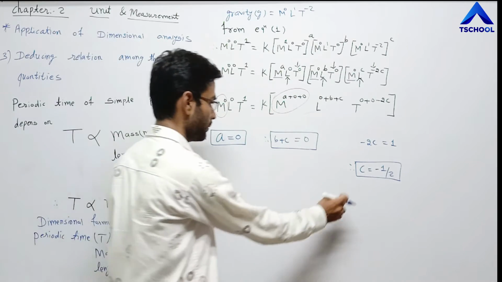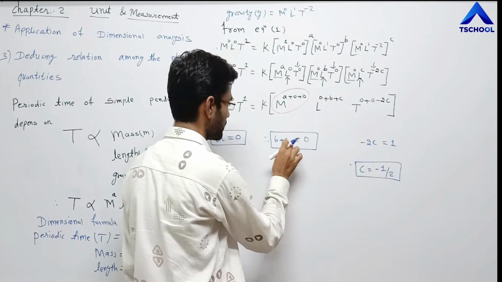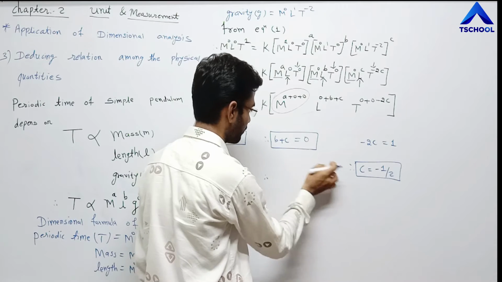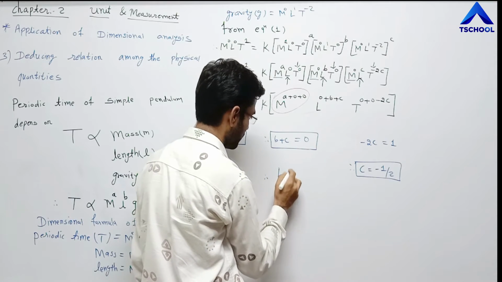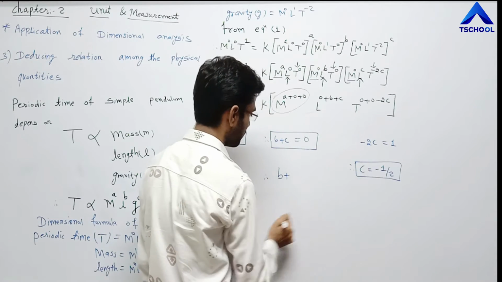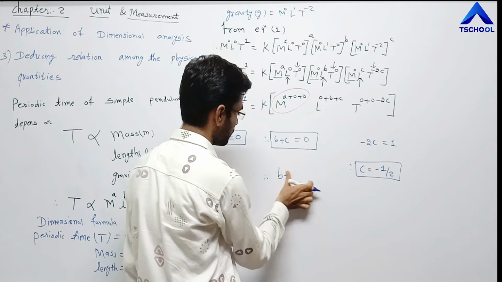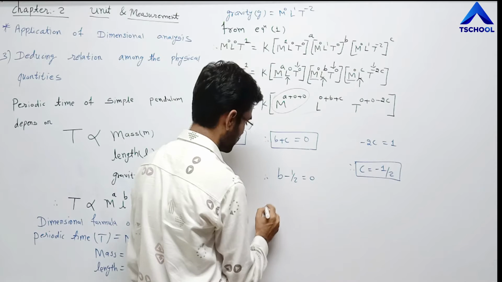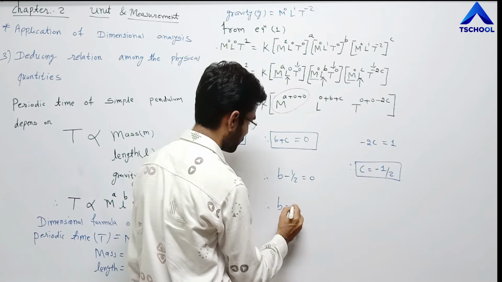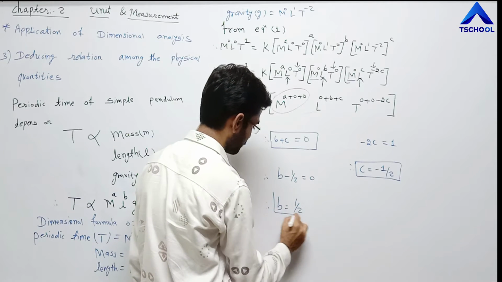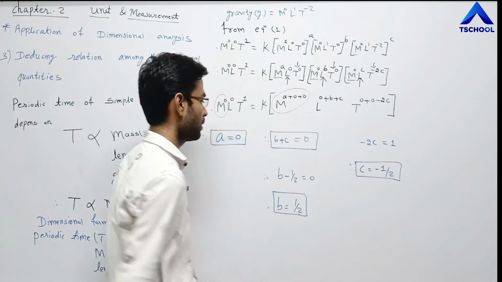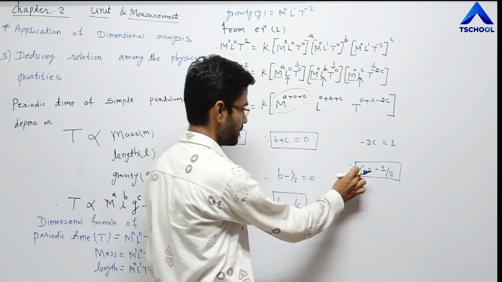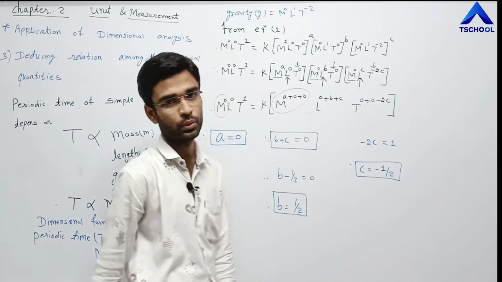Now substitute that value in B plus C is equal to 0. B plus C, but C is equal to minus 1 by 2. Minus 1 by 2 is equal to 0. Therefore value of B is equal to 1 by 2. Value of A is 0, value of B is 1 by 2, value of C is minus 1 by 2.